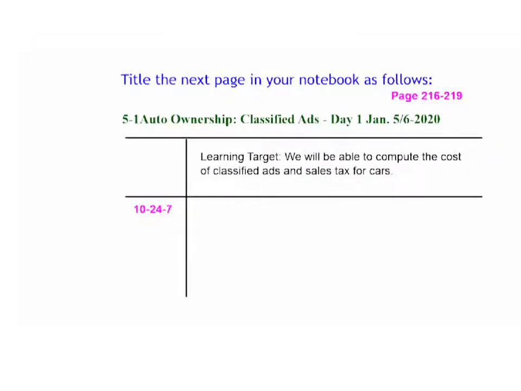Title the next page in your notebook as follows. 5.1, auto ownership. We're doing classified ads today. It is either the 5th or 6th of January. This is day 1. Our learning target is we will be able to compute the cost of classified ads and sales tax for cars. Please put a 1024/7 in your left-hand column. Remember, you can stop this video at any time and then hit play when you're ready to proceed.